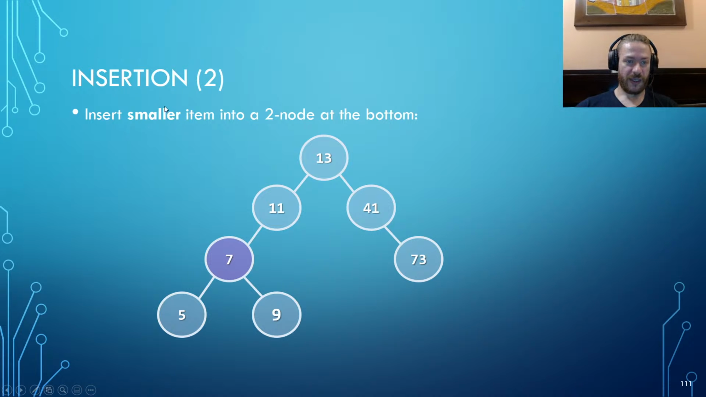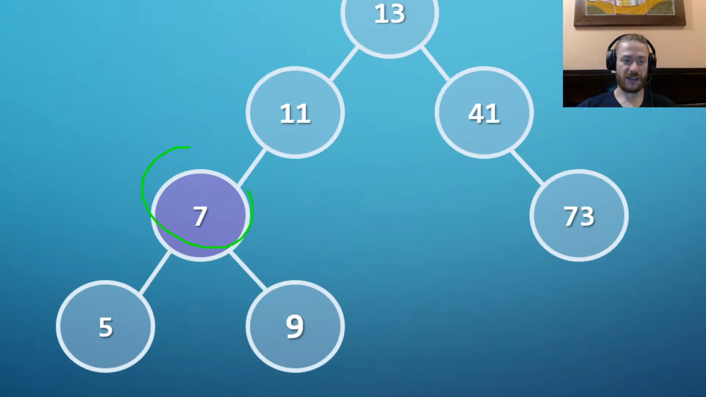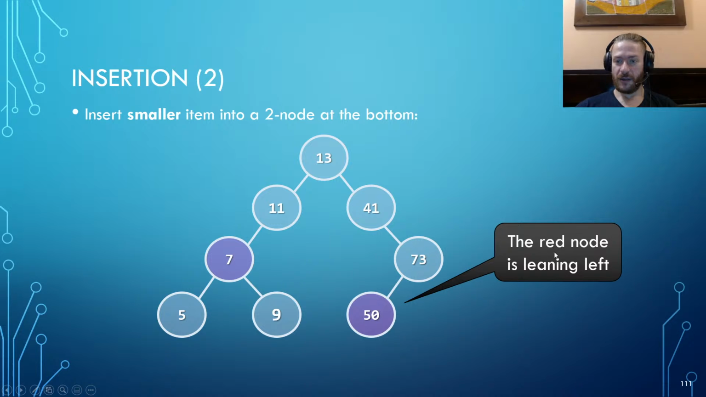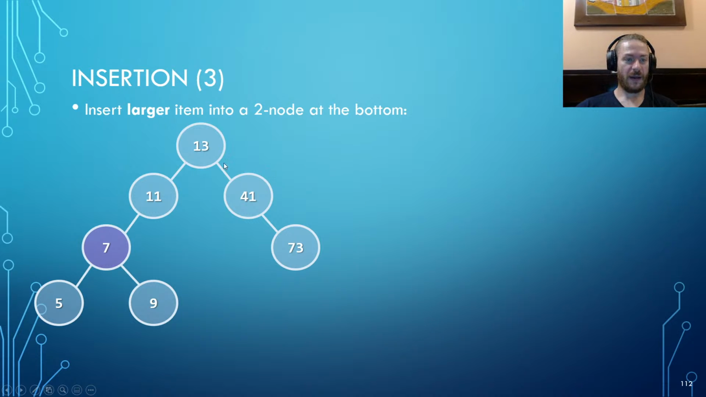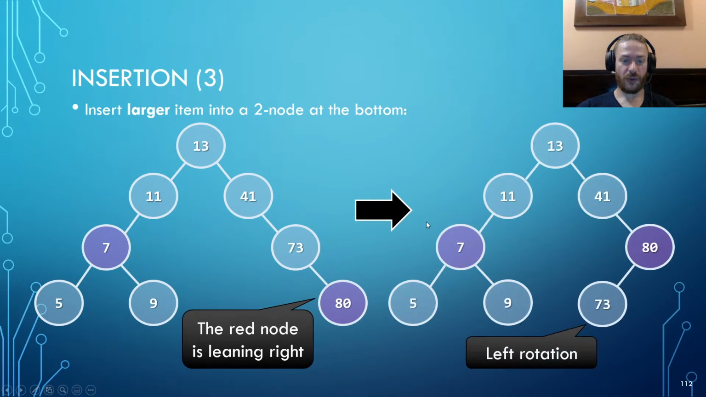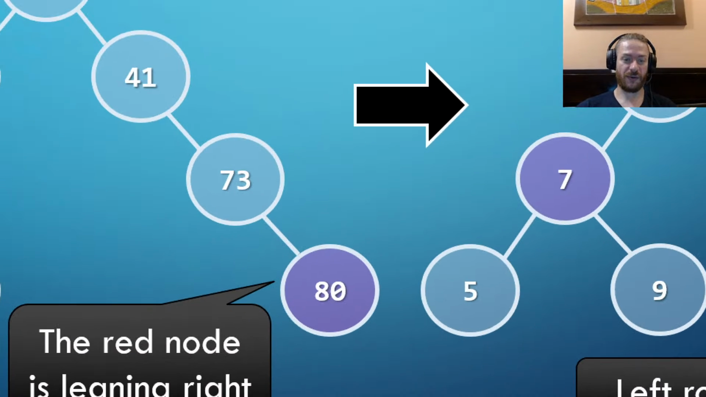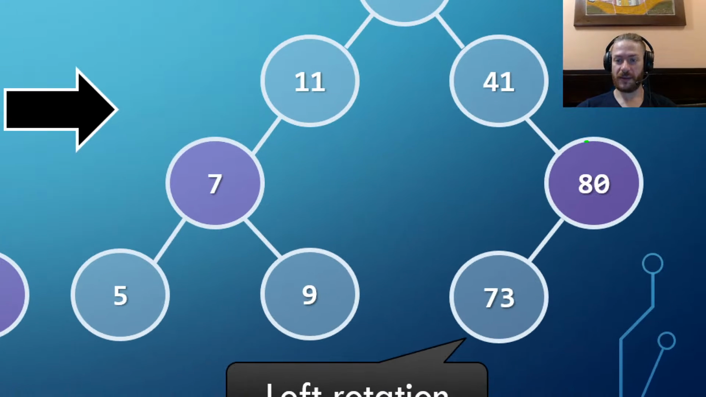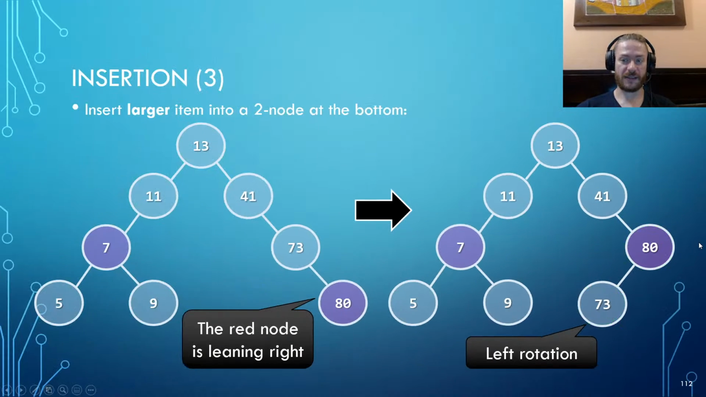Here we need to insert a smaller item at the bottom. So currently we have this tree. This is red. And the red node is leaning left when we add 50. Everything is fine. But when we need to add a larger item, for example 80, the red node is leaning right, which means we need to rotate it. So we need to get this and rotate it. And the value becomes like this.